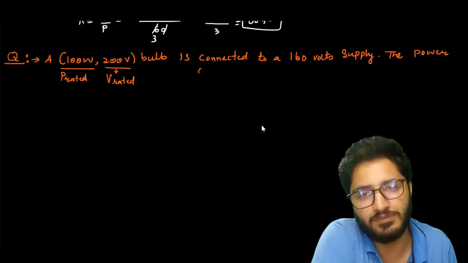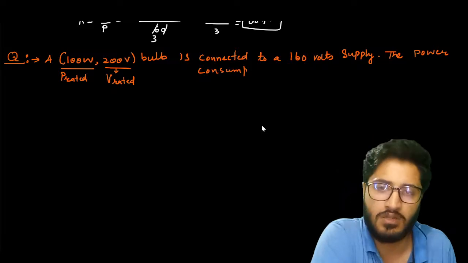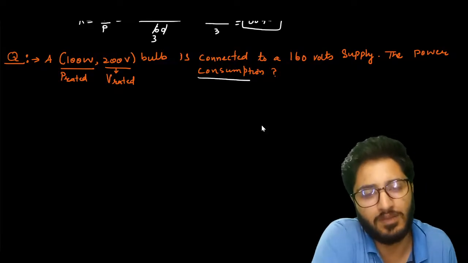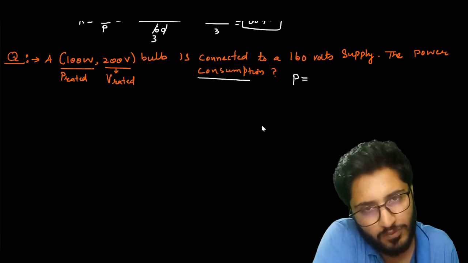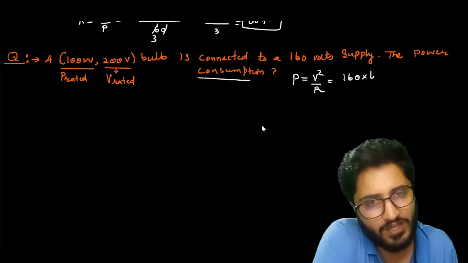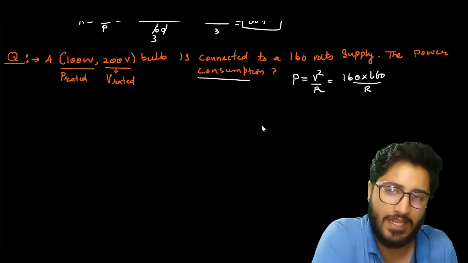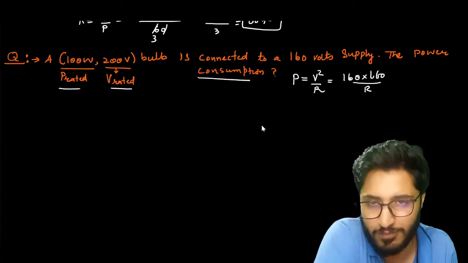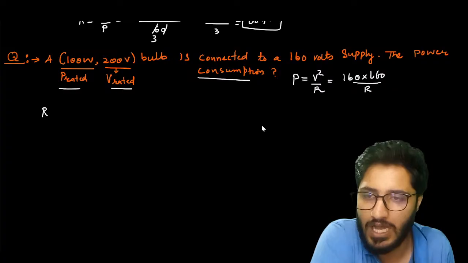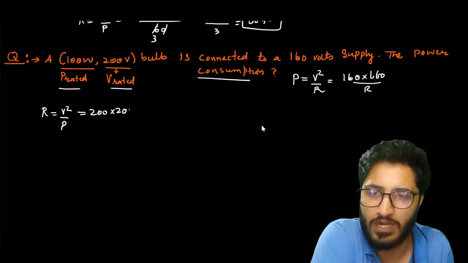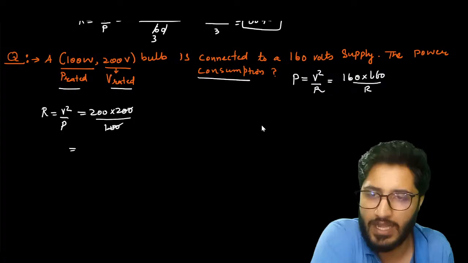So I need to get the power consumption. Sir, I guess power consumption would be V square by R. What is V? 160 into 160. For R, I will calculate it with the help of these values, as I told you in the first slide, this first bulb. So what is R now? R is equal to V square by P. What is V? 200 into 200 divided by 100. Cancel out. It is 400.